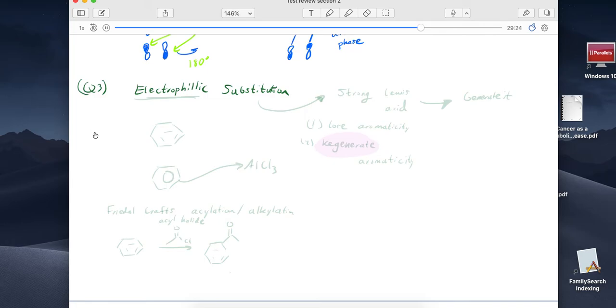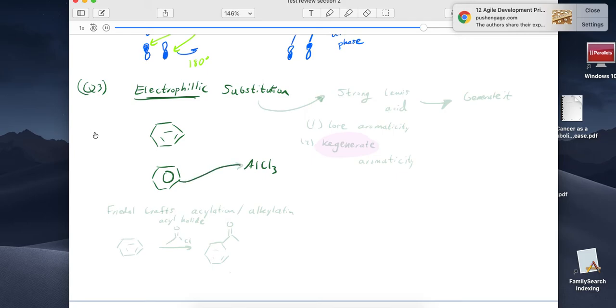Electrophilic substitution. Notice how we say electrophilic. Because remember that with the stability of the benzene ring, these electrons are so nice and cozy that we need something really strong, such as aluminum trichloride, in order to bring them out. In other words, for each of these electrophilic substitution reactions, we always need a comparatively strong Lewis acid. Without that strong Lewis acid, there is no substitution.